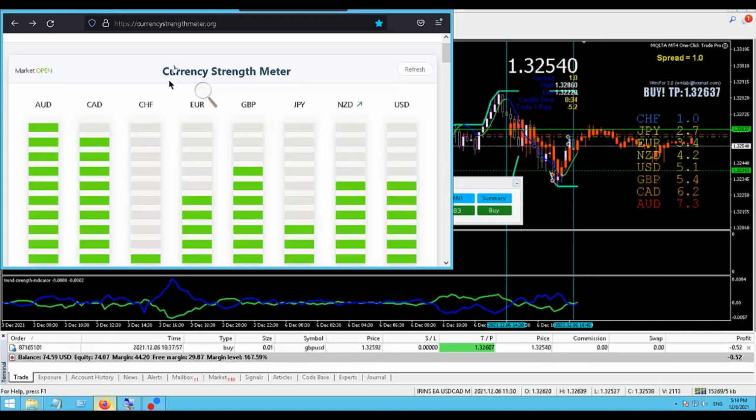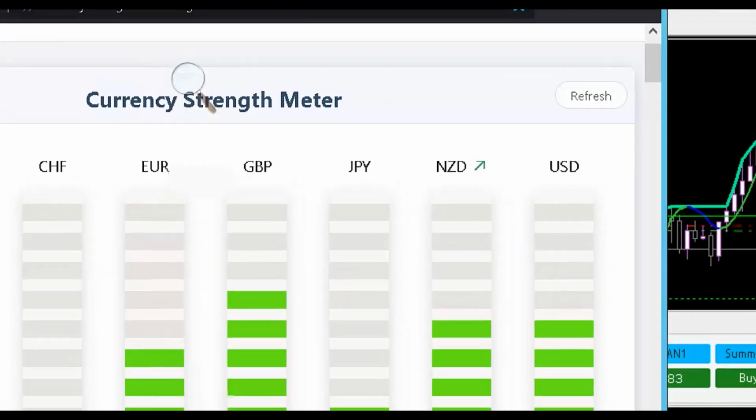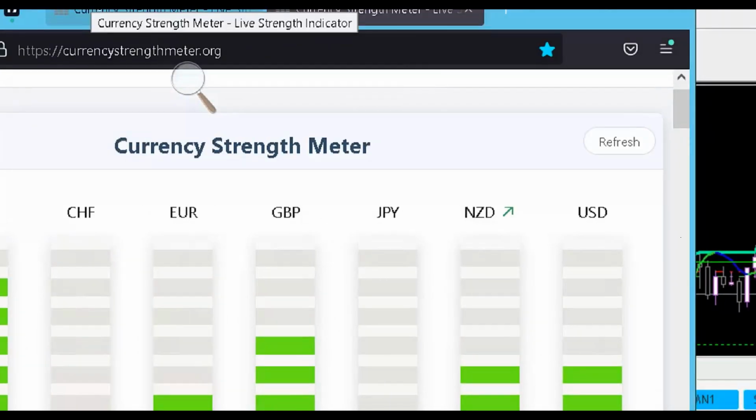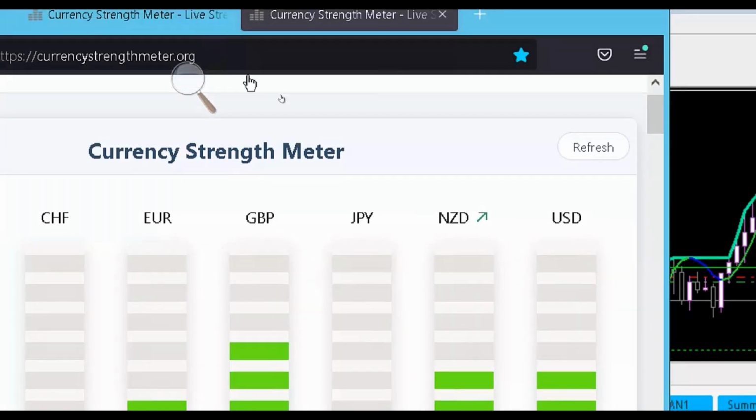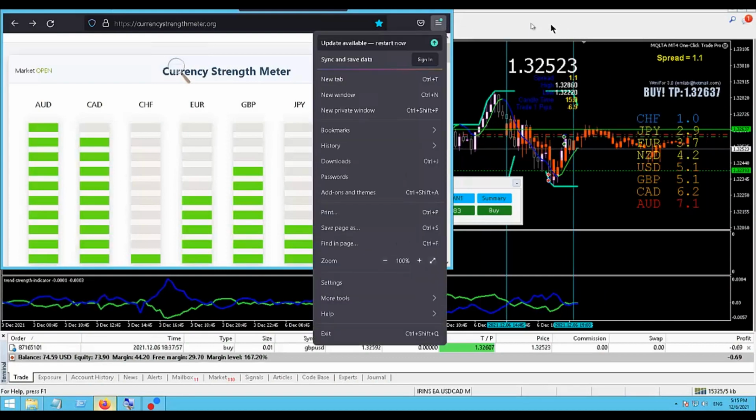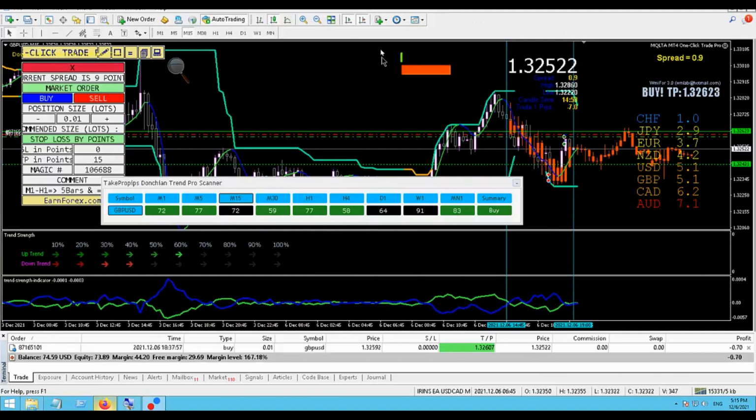So this website can be quite useful. Let me just zoom in so you can see that. And it's called currencystrengthmeter.org, so you might like to use that particular website for your analysis. Let me just zoom back out again and then close that down. Oops, clicked on the wrong one. There we go.